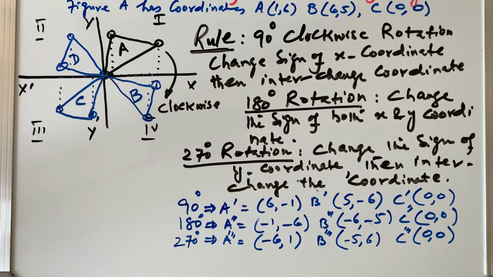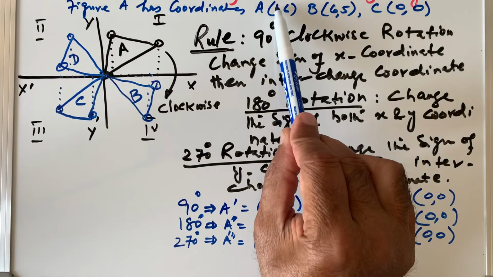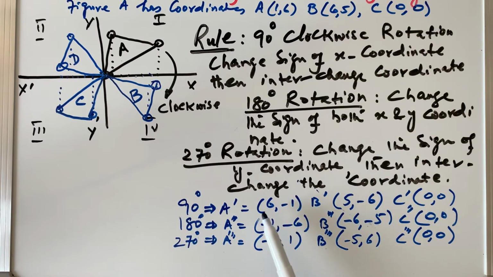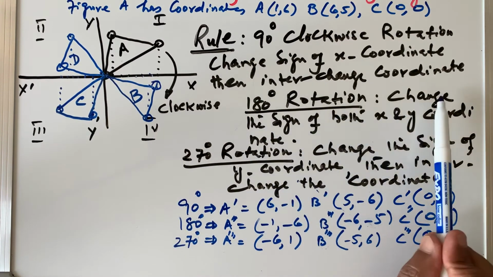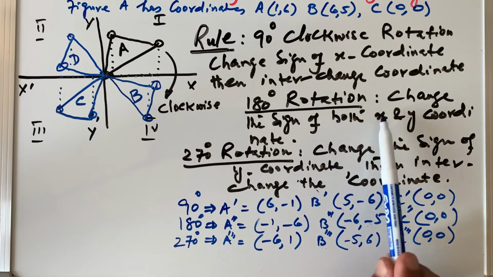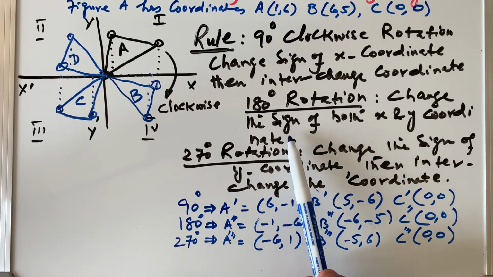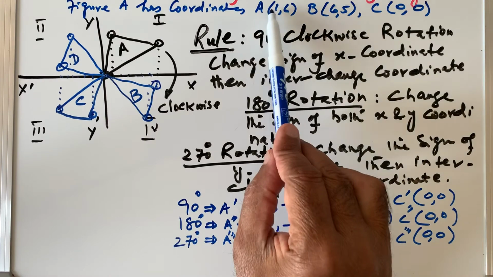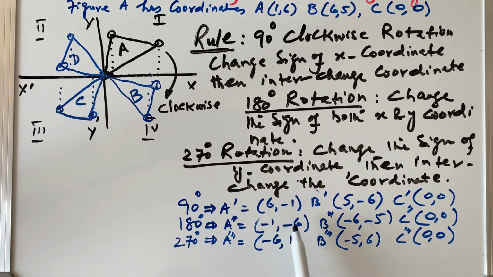So you change the sign of the x coordinate, so minus 1, and then flip it, so 6, minus 1, right? Then a 180 degree rotation means change the sign of both x and y coordinates. So we change the sign of both: minus 1 and minus 6, and so on and so forth.